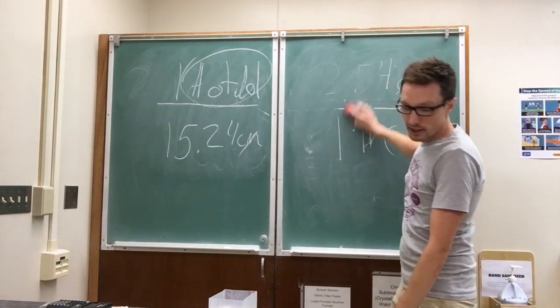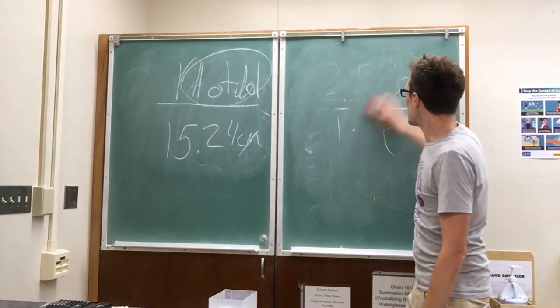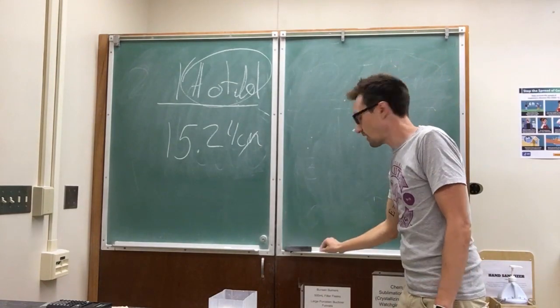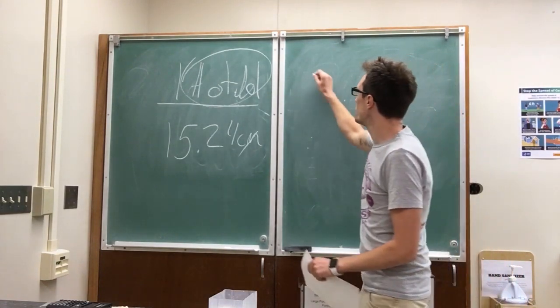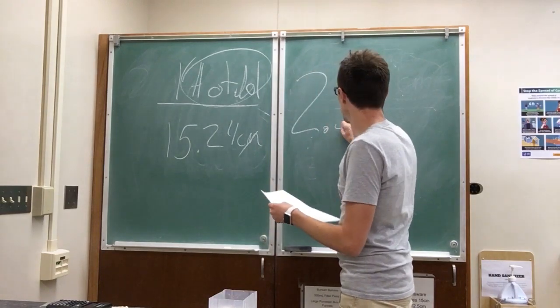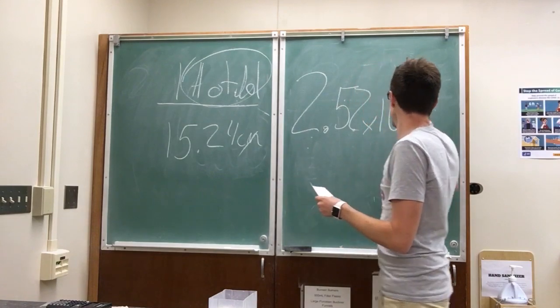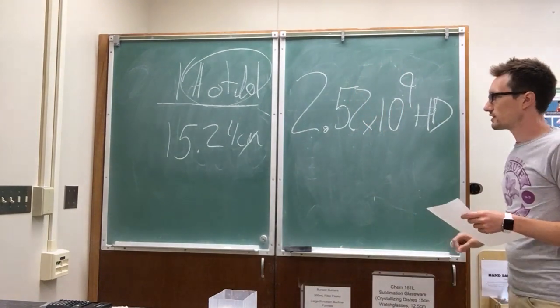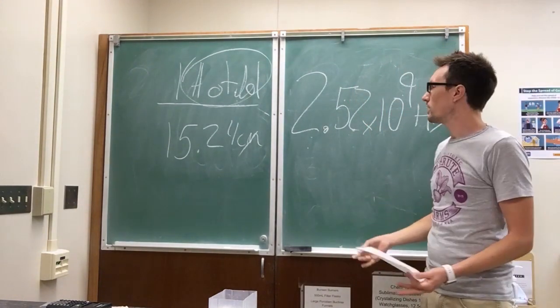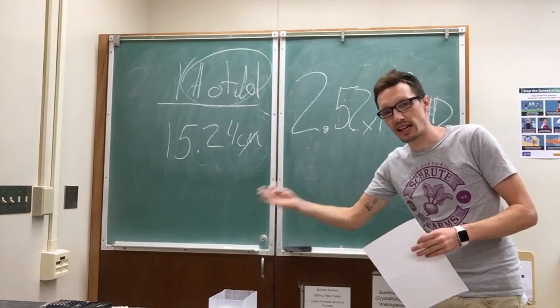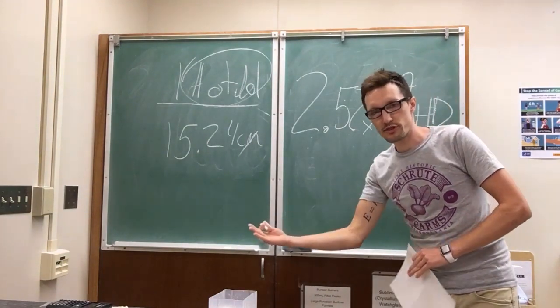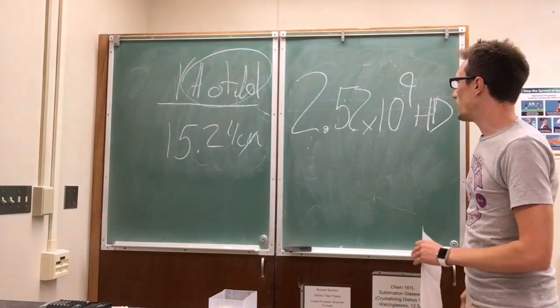So I went ahead and calculated this already before I gave this little talk. It turns out that there are 2.52 times 10 to the 9th hot dogs to get to the moon. If you stacked this many hot dogs end to end, they would reach the surface of the moon from Earth.